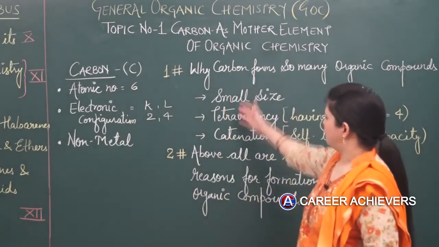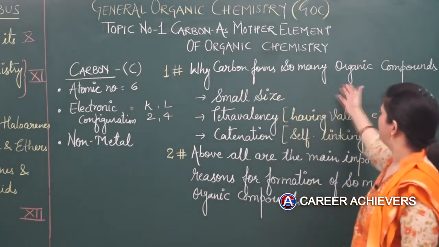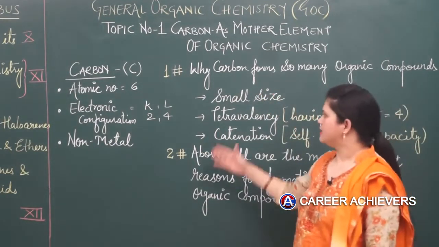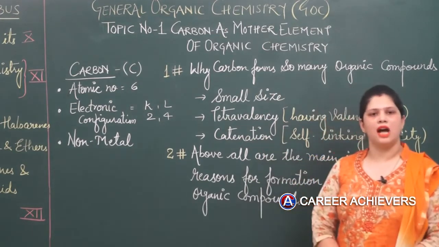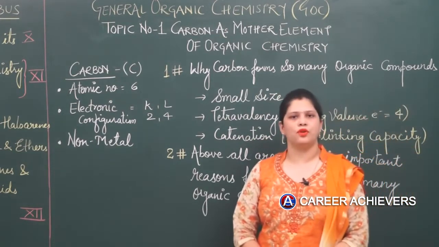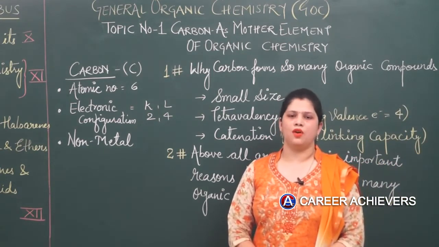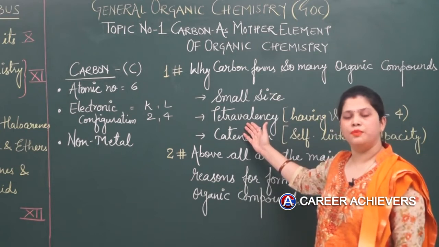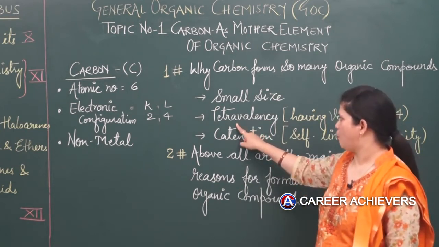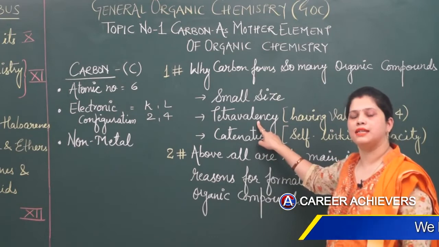So if we want to answer the question, why does carbon form so many organic compounds, the answer lies in these 3 important points. The very small size of carbon is one of the major and important reasons for making so many organic compounds. Then secondly comes tetravalency. What is the meaning of this term? Tetra means 4 and valency means the number of valence electrons.